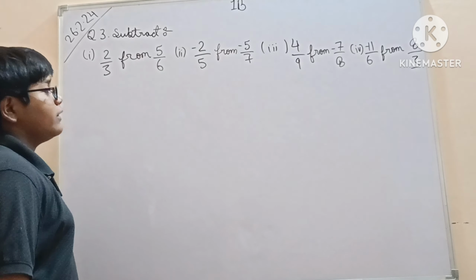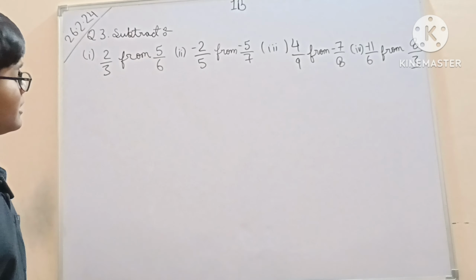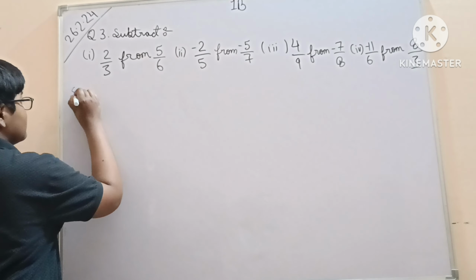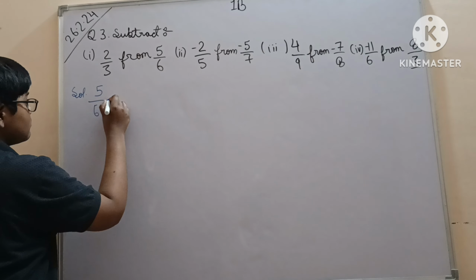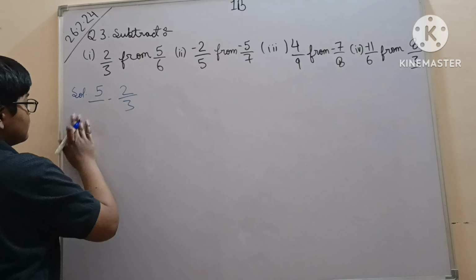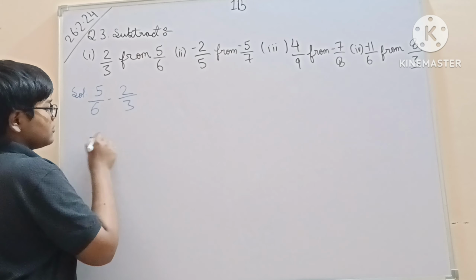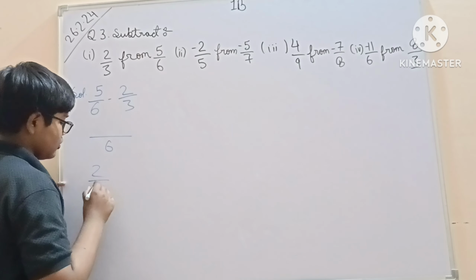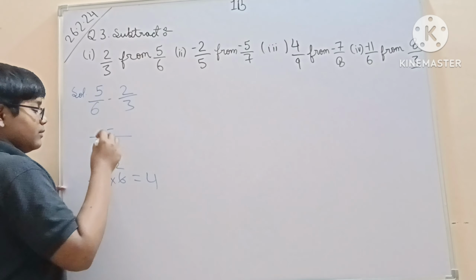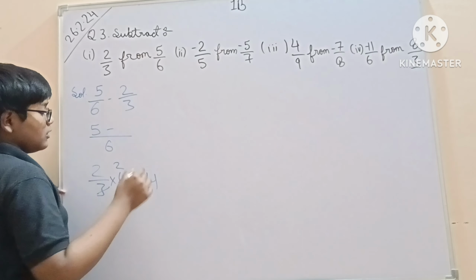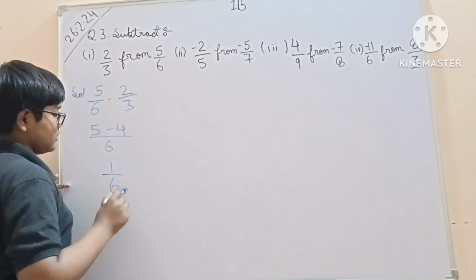So this is the third question given to us, subtract. So we have to subtract 2 divided by 3 from 5 divided by 6. So the first digit to be written is 5 divided by 6 because it is saying from 5 divided by 6. Now the LCM will become 6 only. 2 divided by 3, this digit will become 4. 5 minus 4. So our answer will be coming 1 divided by 6.